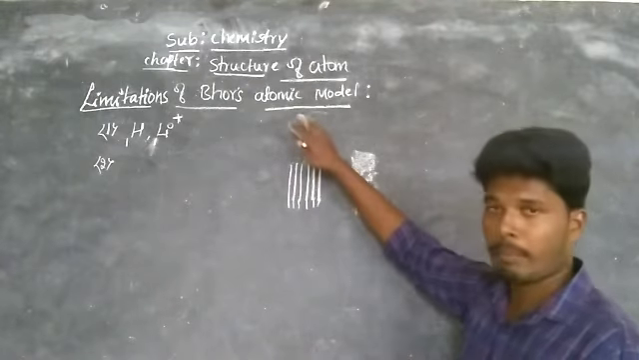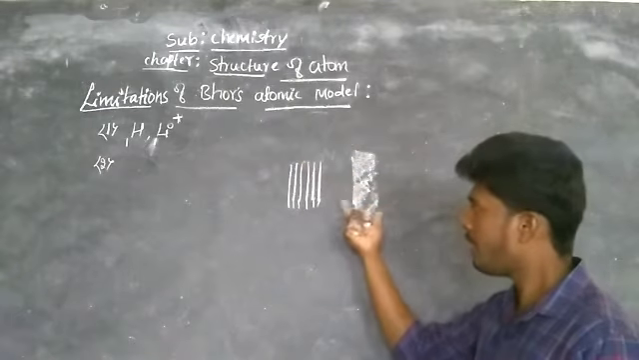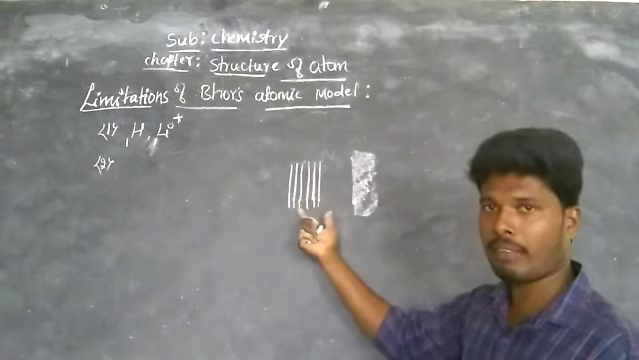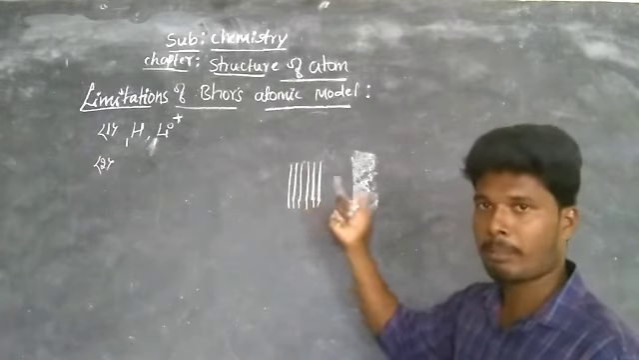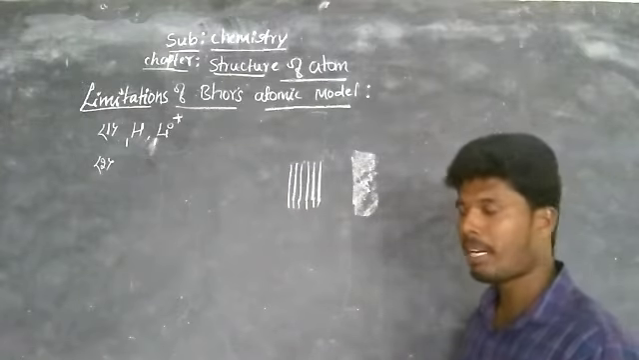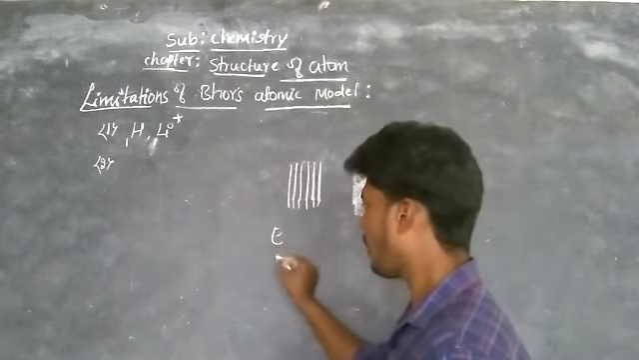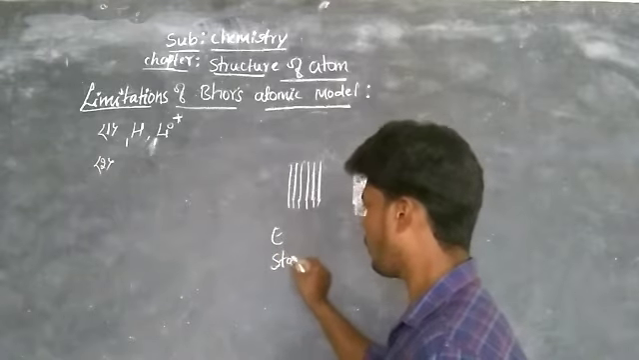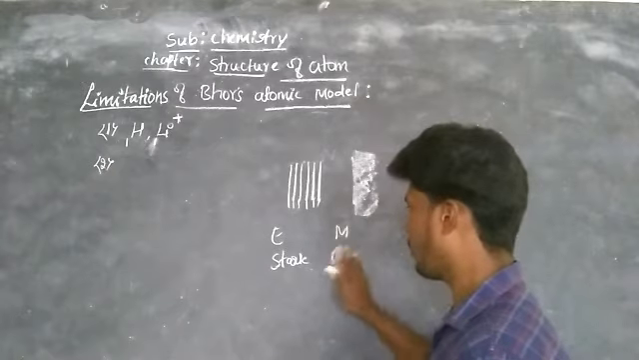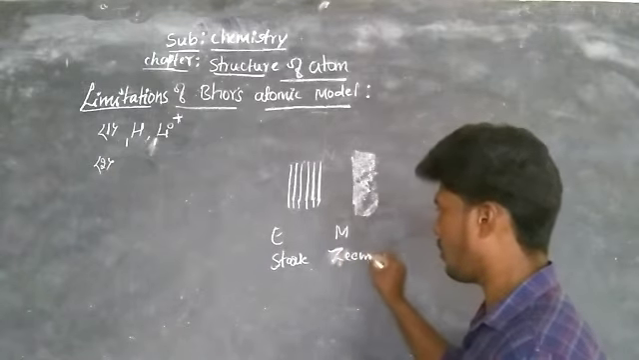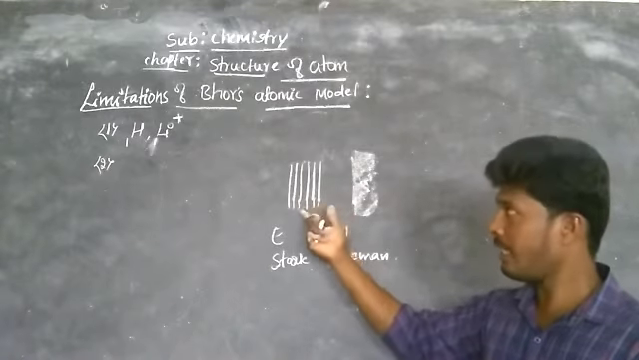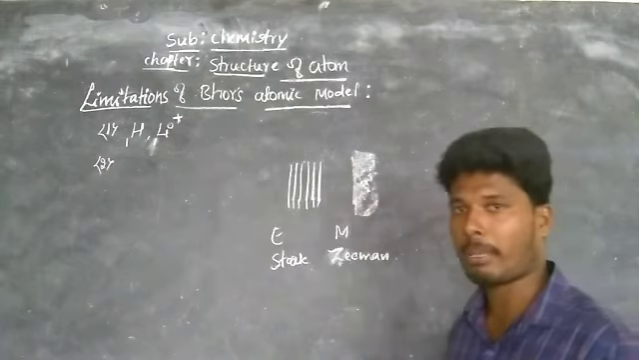So here, Bohr fails to explain this band splitting into a number of fine lines in the presence of an electric field and a magnetic field. In the presence of an electric field we call it the Stark effect, and in the presence of a magnetic field we call it the Zeeman effect. So this band is split into a number of fine lines. It isn't explained by Bohr atomic theory.